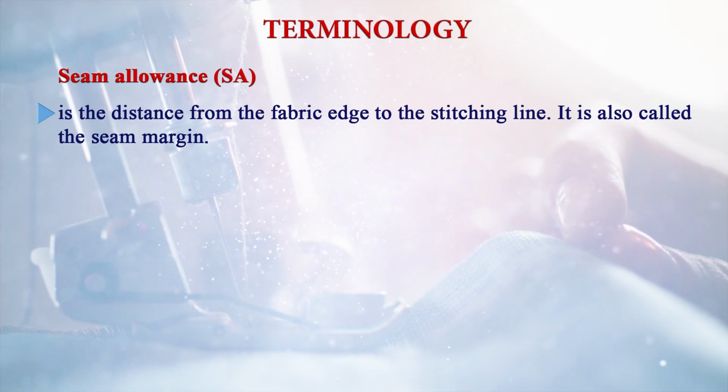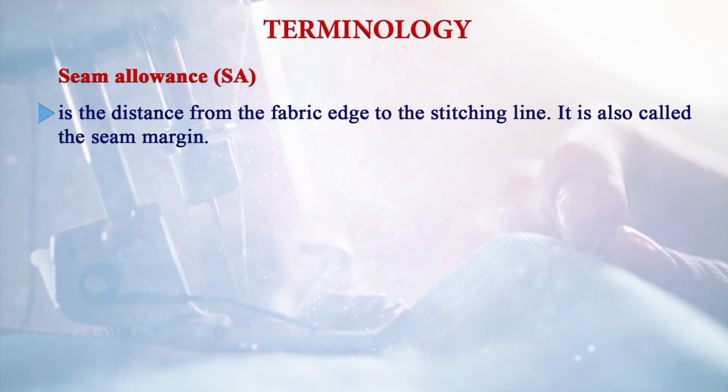Then the next term, which we have also discussed, is a very important term we use when we are developing the fabric pattern or the paper pattern. This terminology is used very frequently. So the seam allowance, we have discussed, is the margin or the gap which is given between the stitching line and the cutting line. It is the distance from the fabric edge to the stitching line.